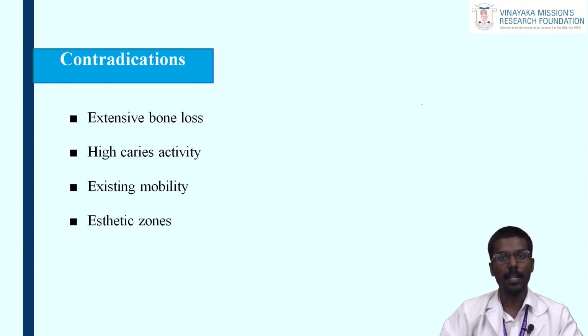Next is existing mobility. If a tooth is already in a mobile state, if you are going to remove some amount of bone there, then the mobility will increase. Next, in the aesthetic zone, for example, in the upper anteriors and the lower anteriors, if you are going to remove the bone, then there is going to be recession which affects the aesthetics of the patient.